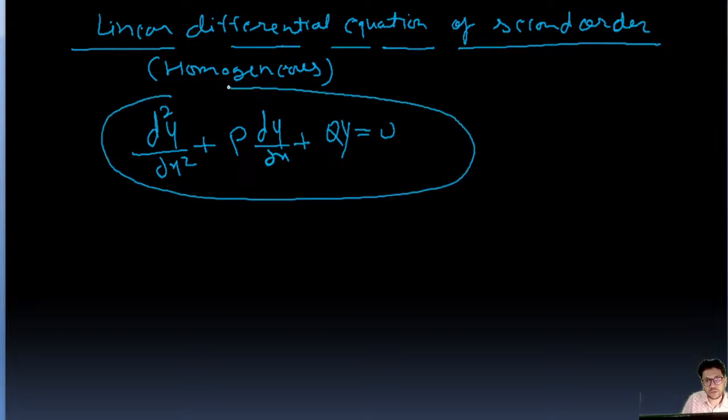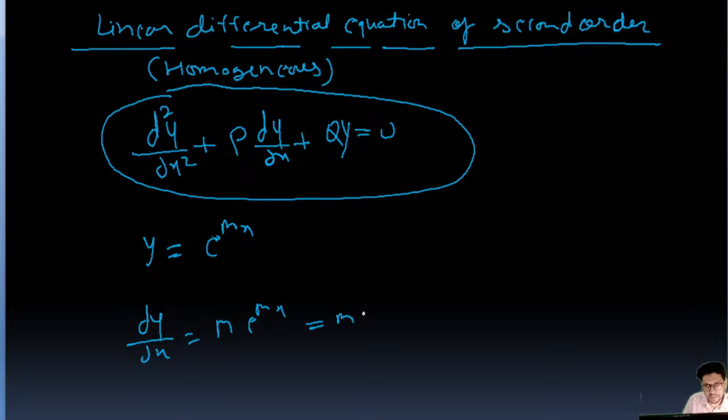And how to solve it? For solving it, we say let y equal to e to the power mx. Then dy over dx is m e to the power mx, or we can write m y. Similarly d2y over dx square is m square e to the power mx, that is m square y, and we'll put these values in this equation.